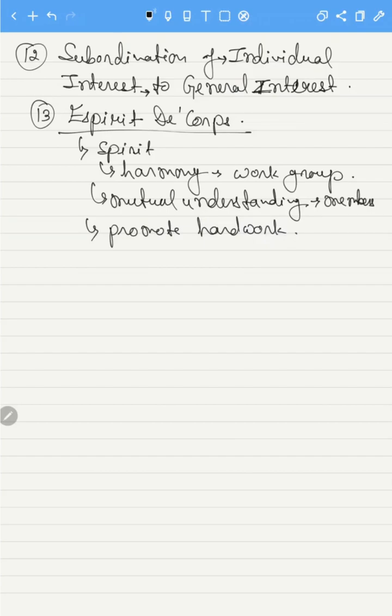Fayol cautioned the managers against dividing the employees into competing groups because it might damage the morale of the workers and the interest of the undertaking, meaning the organization, in the long run. He also cautioned against the overuse of written communication to the subordinates, that is, face-to-face communication should be developed. Fayol promotes face-to-face communication of managers with their subordinates.